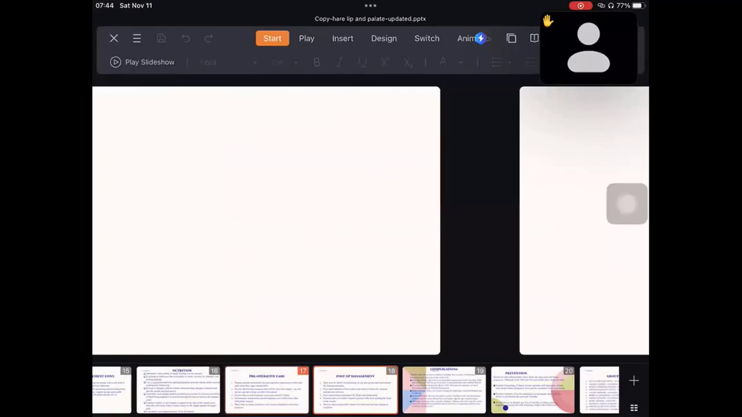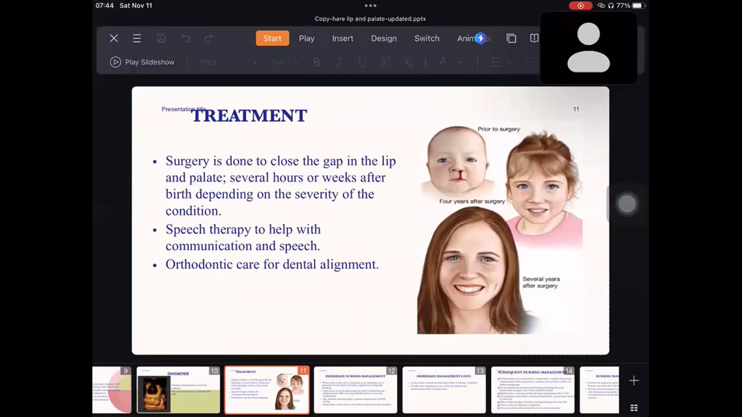Okay. So, group 13, they want to know when the treatment is done. Finish, okay.